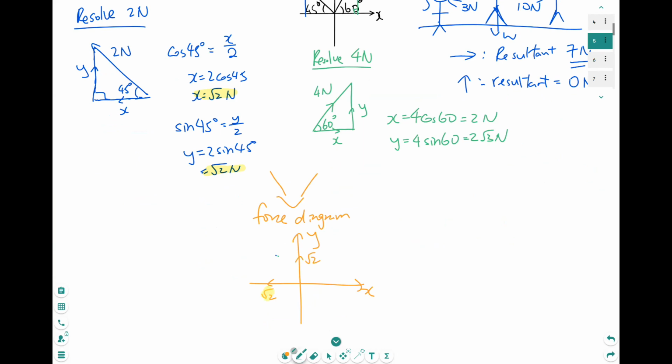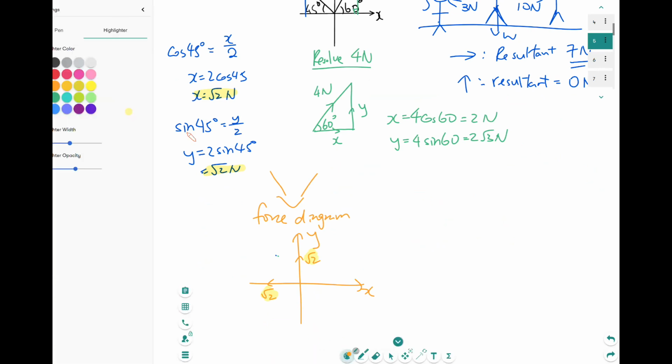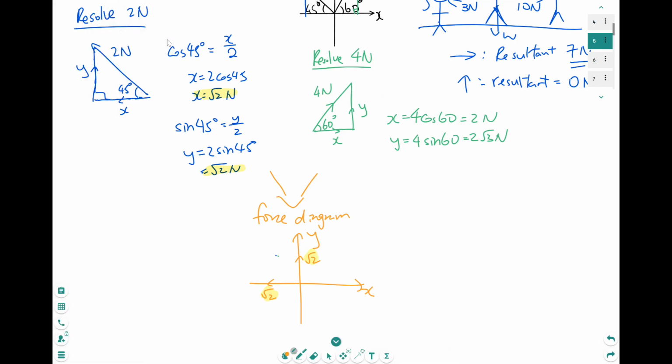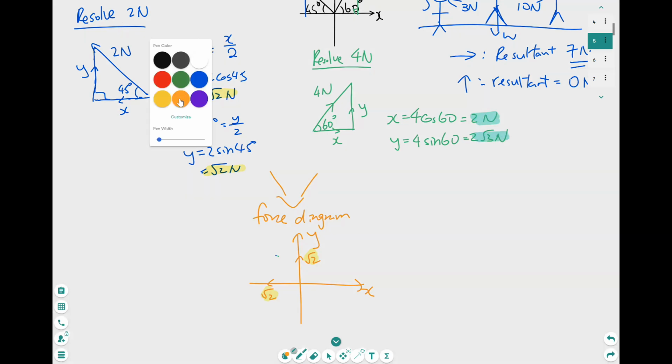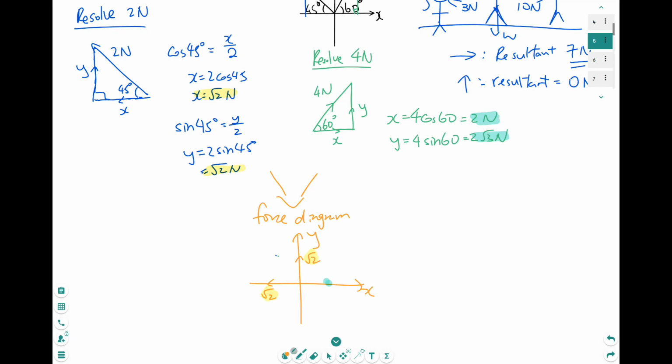To color code it for you, the 2 root 2 highlighted is gone here. Next, we also have the 4 Newton that's been resolved. So let me choose a different color, the blue color. In here, x is going to the right by 2 Newton and y is going up by 2 root 3. So we're going to put this into the force diagram. So x going to the right is 2 Newton and y going upwards is 2 root 3. So these two have gone now here.